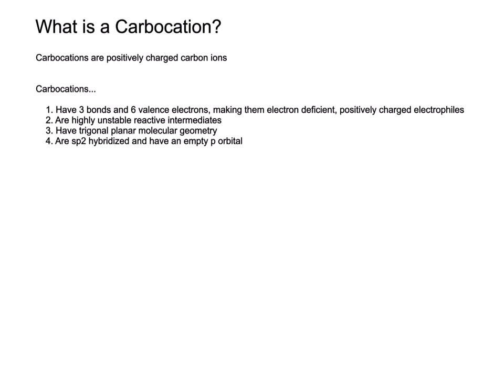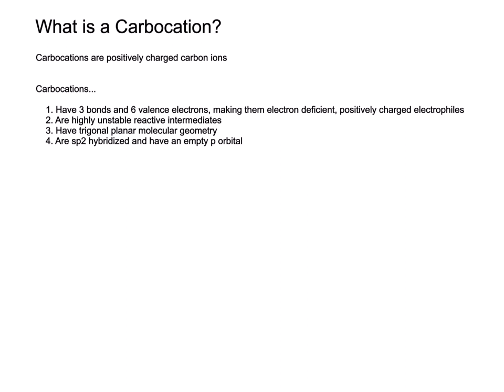Carbocations are highly unstable reactive intermediates, meaning you're pretty much not done when you have a carbocation. They are usually an intermediate in a much bigger reaction. Carbocations have trigonal planar molecular geometry, which is going to be important when we talk about the reactions, and they are sp2 hybridized and have an empty p orbital, which goes hand in hand with the fact that they are trigonal planar.